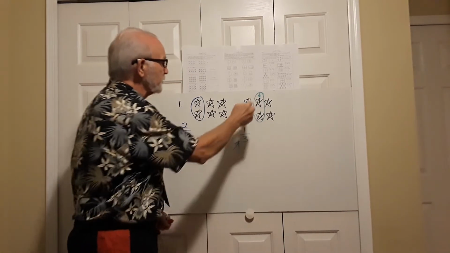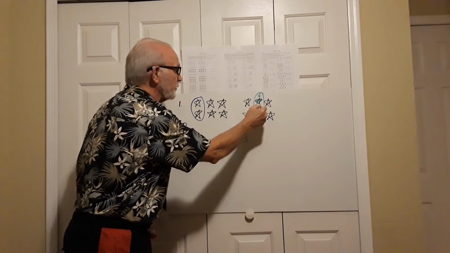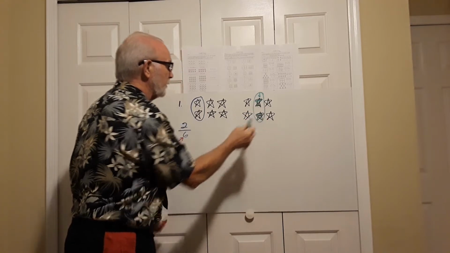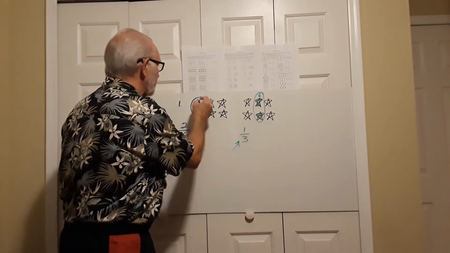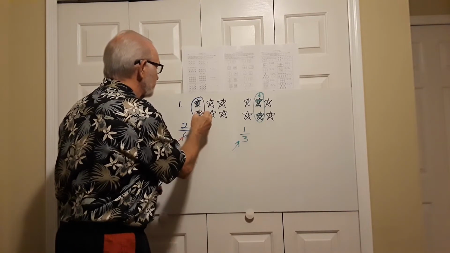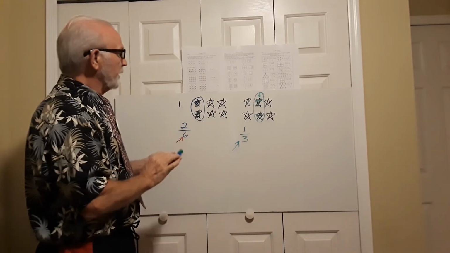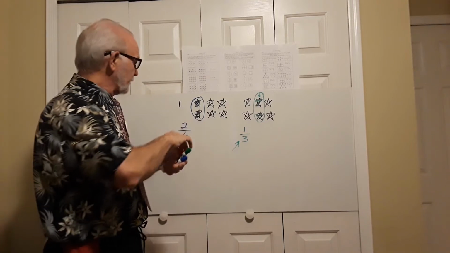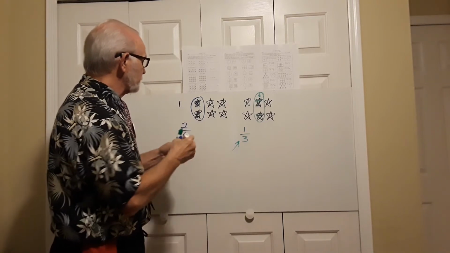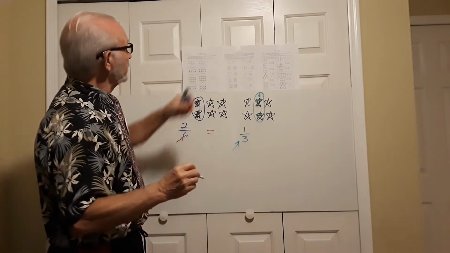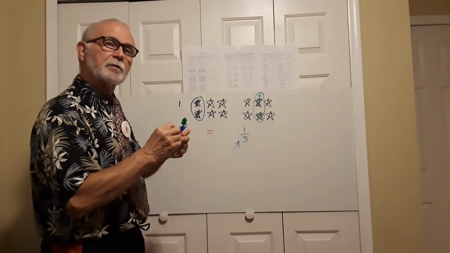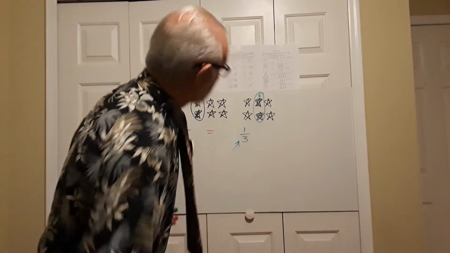Now the question is, is there the same number of stars on the green side as the blue side? And the answer is yes. So what that means is these 2 fractions are equal, or you're supposed to write equivalent there. Okay? Is that good? Let's try another one real quick.